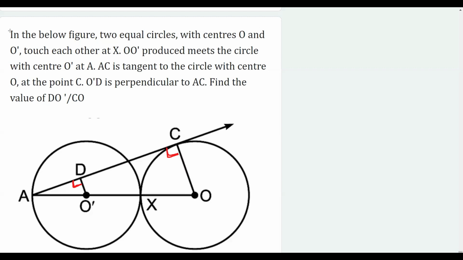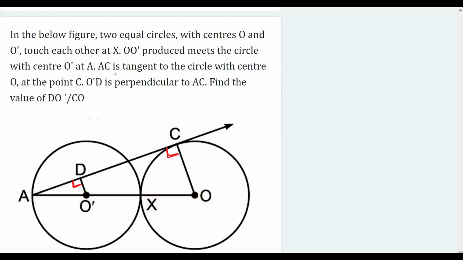In this question from the chapter circle, it says in the below figure, two circles are given. Yes, we are seeing two circles here with centers as O and O dash, and they touch each other at point X. So I can see that these two circles touch each other externally at point X here. Further, it says that O dash, O, both are centers, they are joined and it is produced to point A.